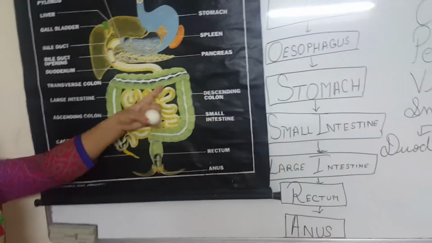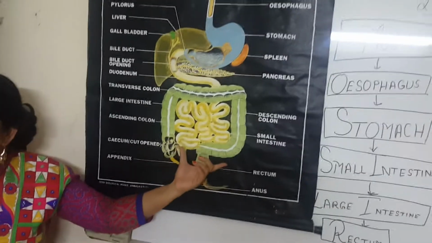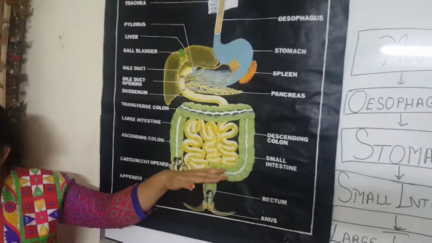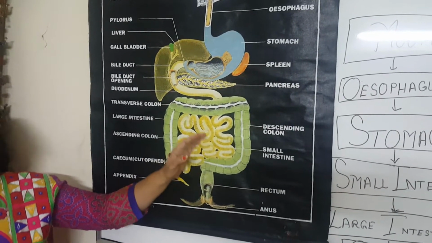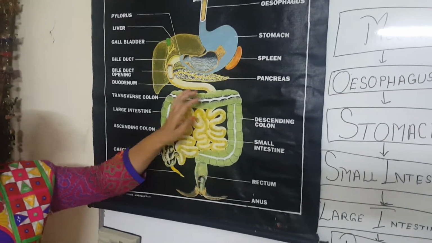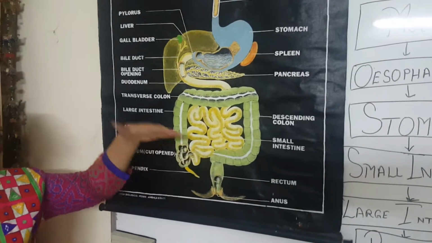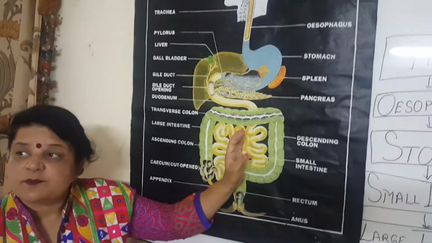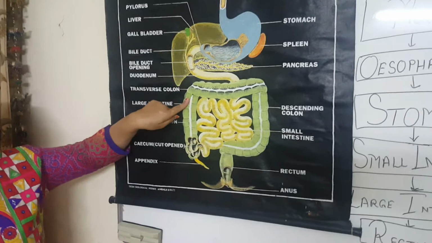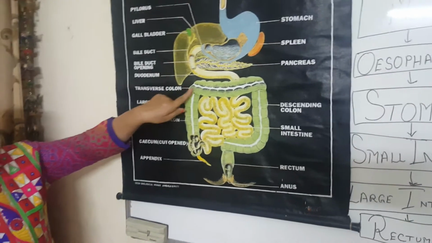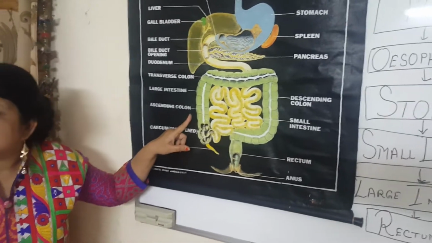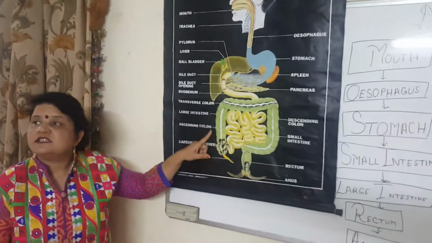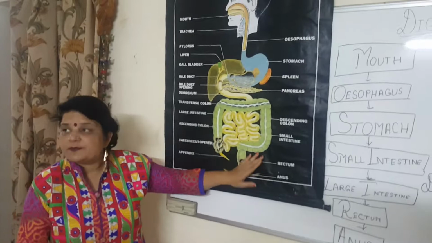Now, when the food is moving in the large intestine, there are some fibers in the food which will not get digested, and these fibers will help push the bad food, the food which is not required by your body, into the large intestine. Once the unwanted, undigested food goes to the large intestine, what exactly happens over here?